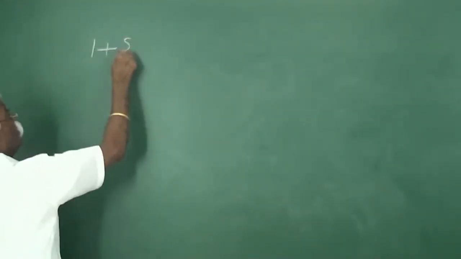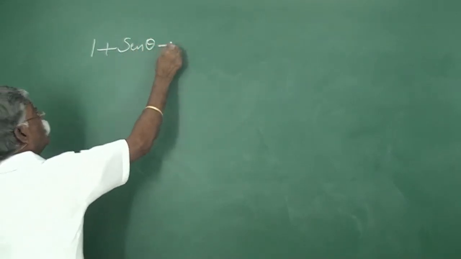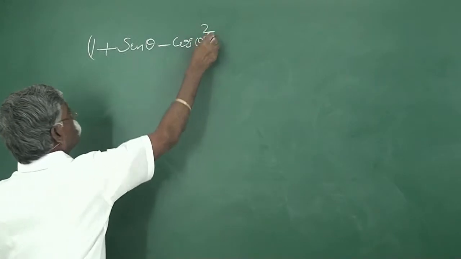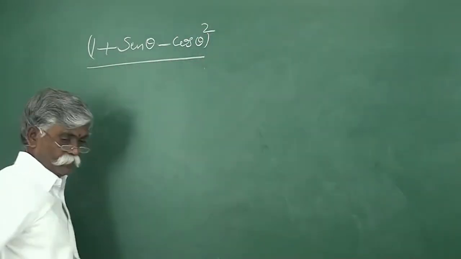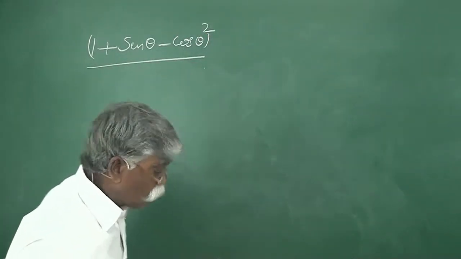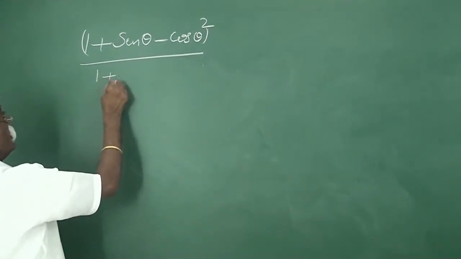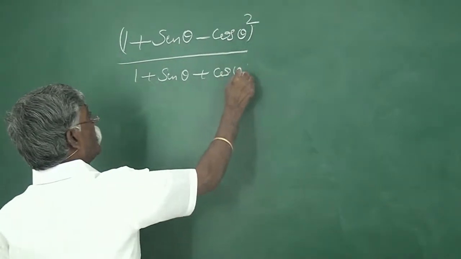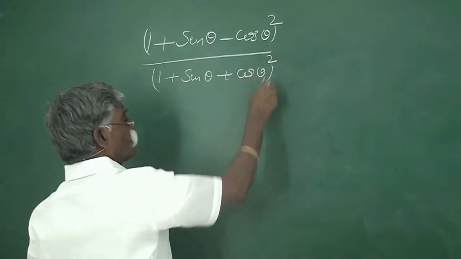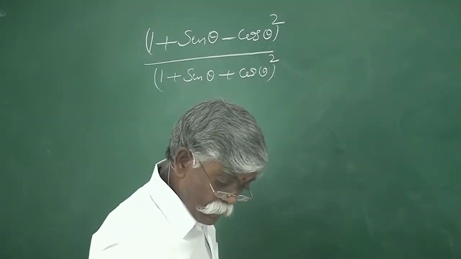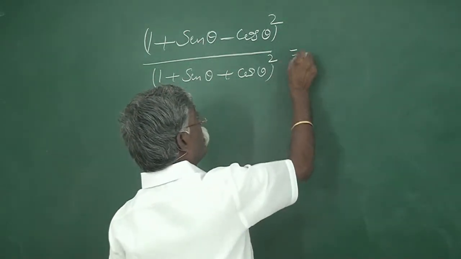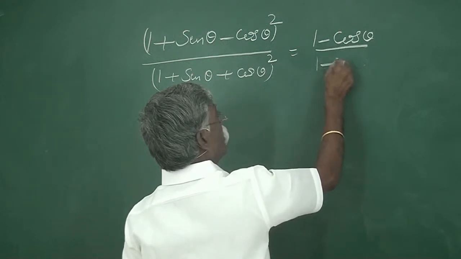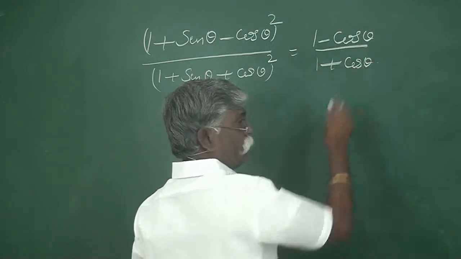1 plus sin theta minus cos theta whole square by 1 plus sin theta plus cos theta whole square is equal to 1 minus cos theta by 1 plus cos theta.